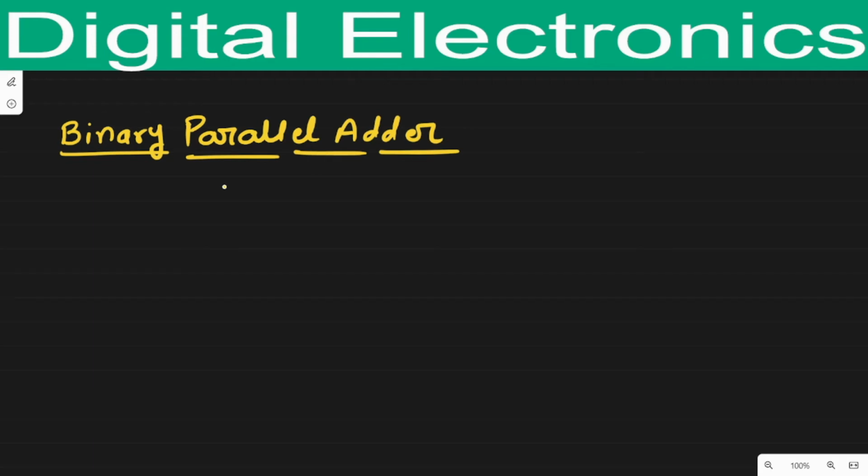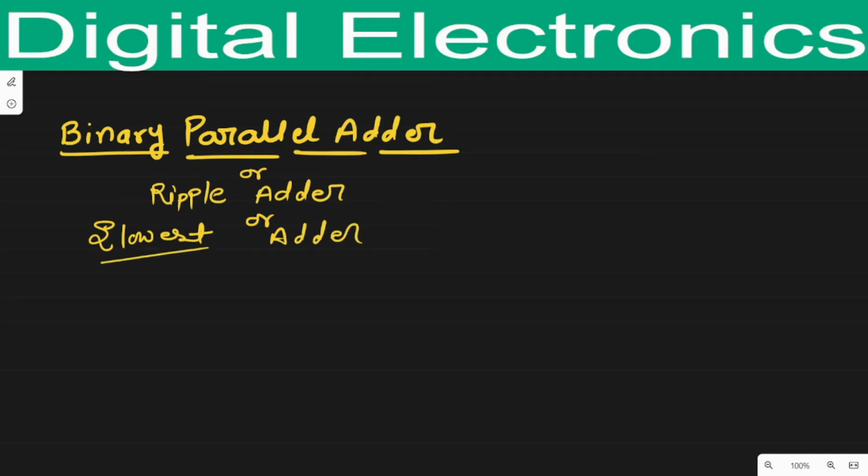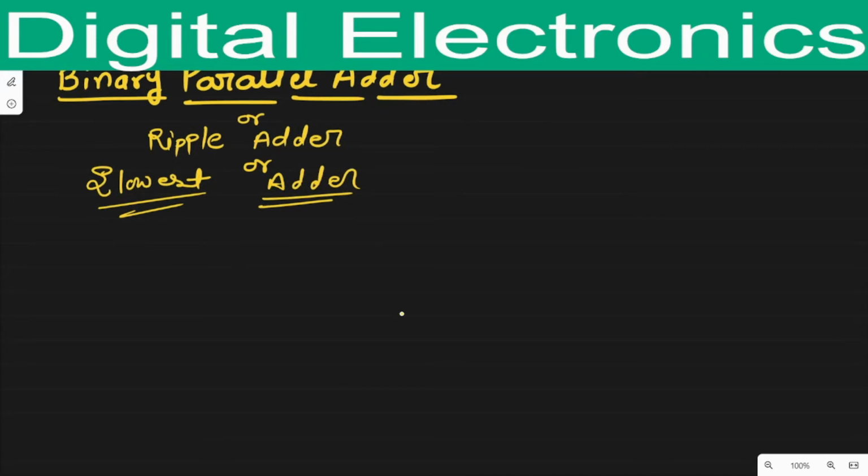Okay, so here in this lecture we will discuss the binary parallel adder. Binary parallel adder is also known as ripple adder. It is also known as the slowest adder. In this binary parallel adder, several full adders are connected parallelly to perform the addition process.